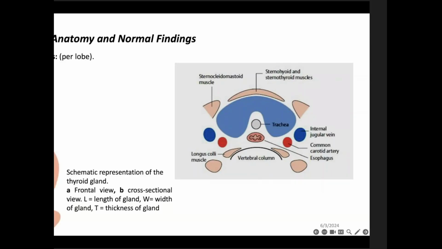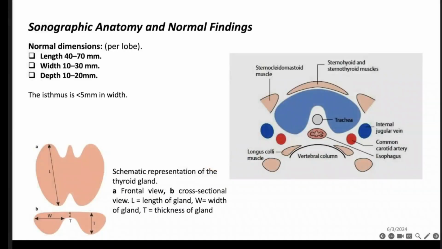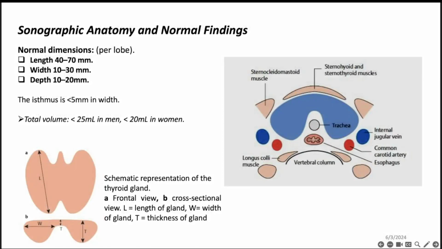Okay, so again, we have normal range as far as the thyroid gland measurement. It ranges between 4 to 7 centimeters for length, 1 to 3 centimeters for width, and 1 to 2 centimeters for depth. And the isthmus is always less than 5 millimeters in thickness. As far as the total volume, it should be less than 25 ml in men and less than 20 ml in women. And this is how we calculate the volume.